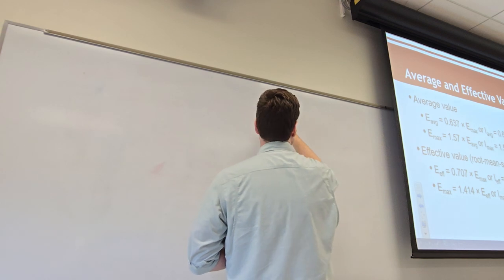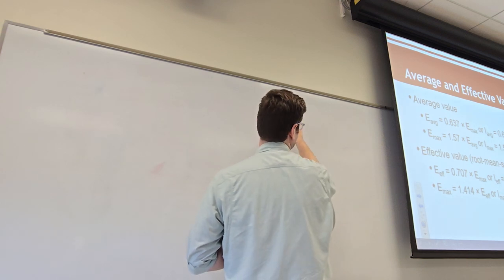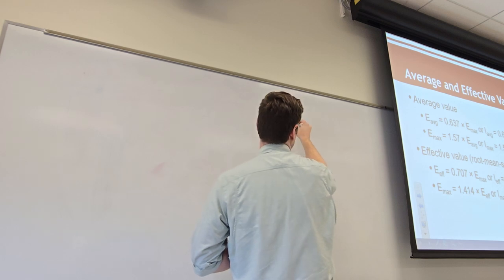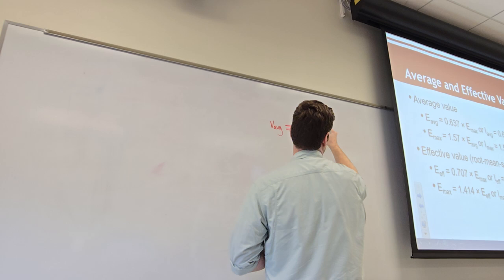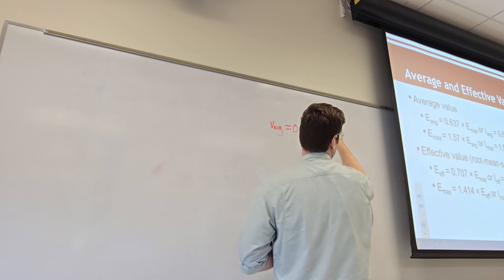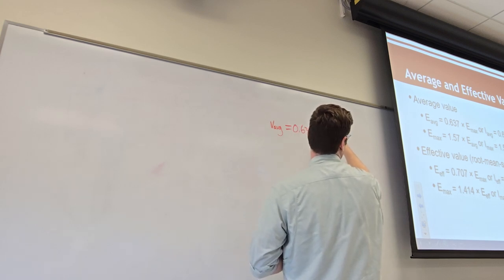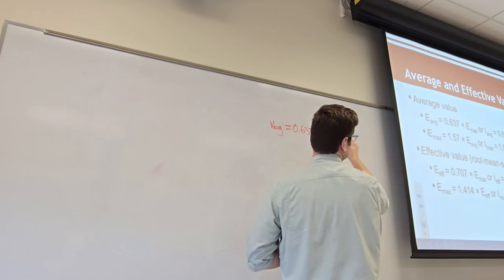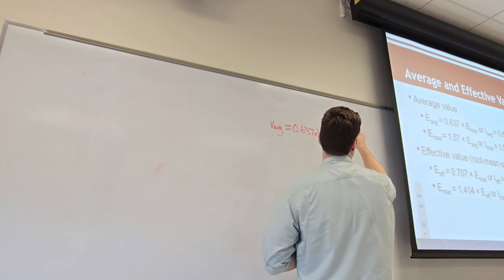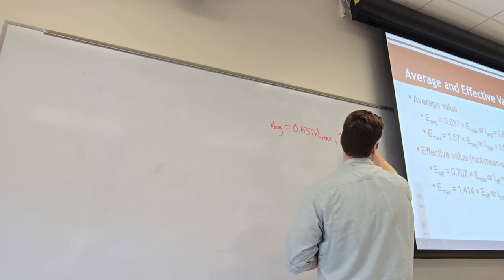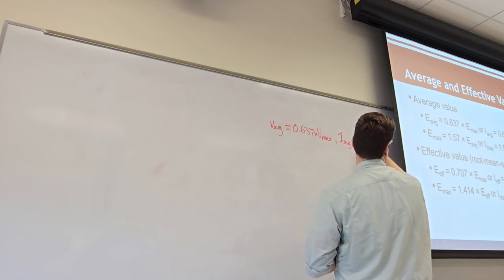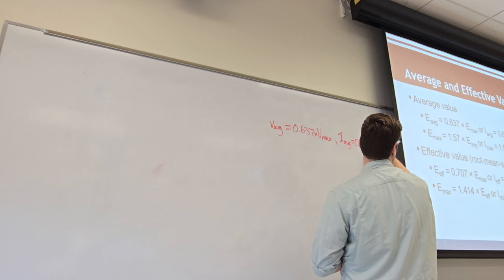They say E, I'm going to say V. Okay, don't get confused. The average voltage is equal to 0.637 times the max voltage. Okay, and same for the I average, it is equal to 0.637 times the max.